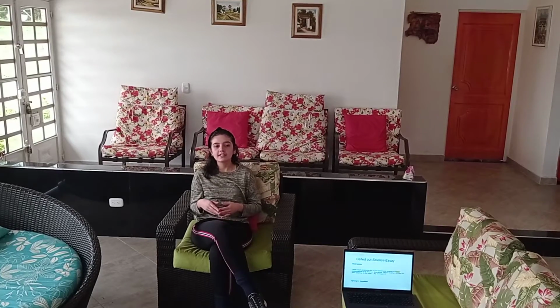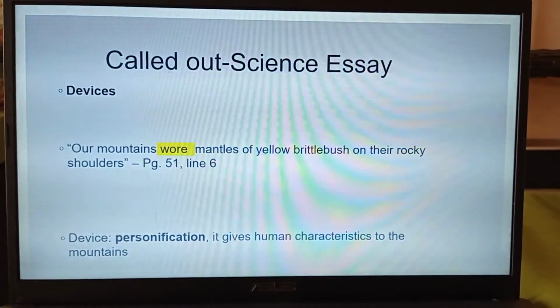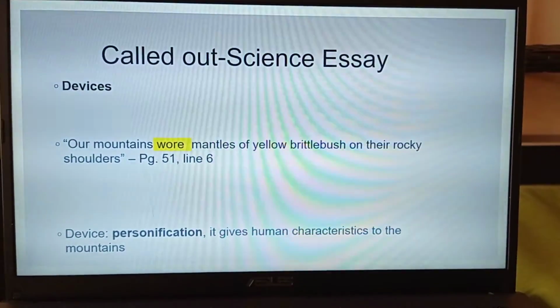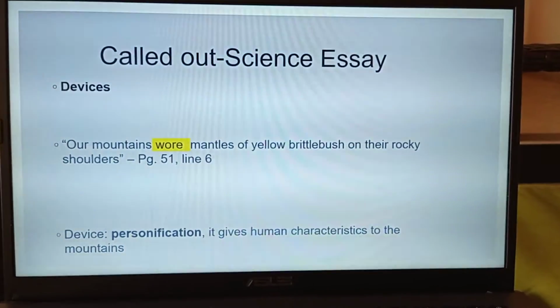The second reference is about the devices, where it's found on page 51, line 6, and it expresses, our mountains were models of yellow brittle bush on their rocky shoulders. This reference talks about that there are many plants on the mountain, and is a personification because it gives human characteristics to the mountain, saying that it covers its shoulders with a yellow brittle bush.